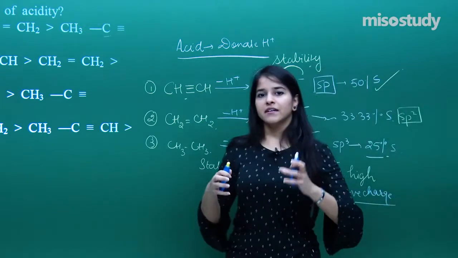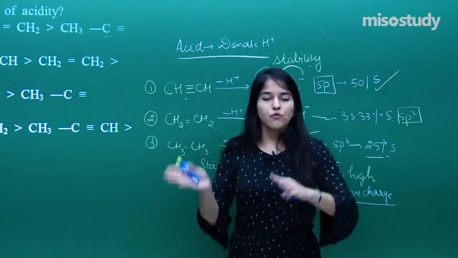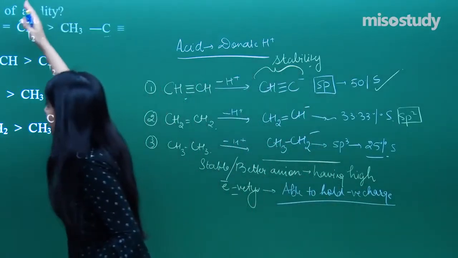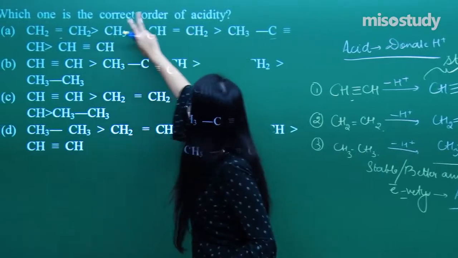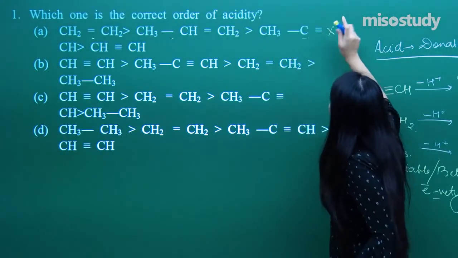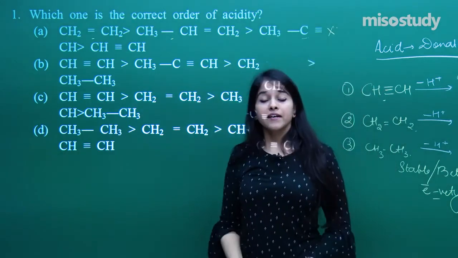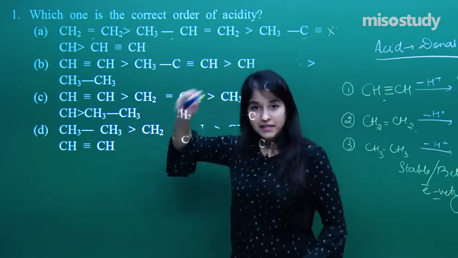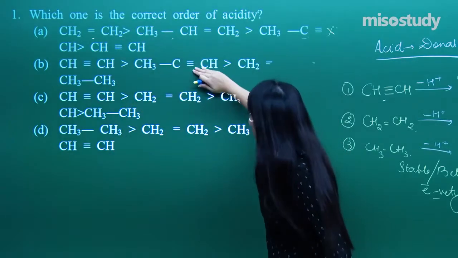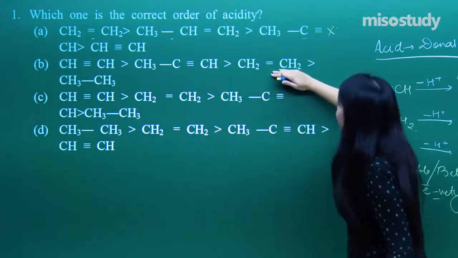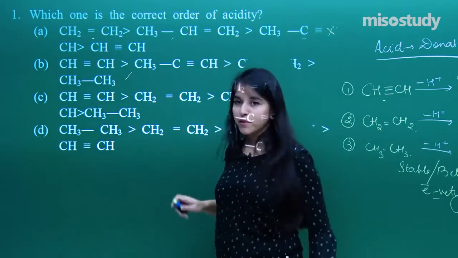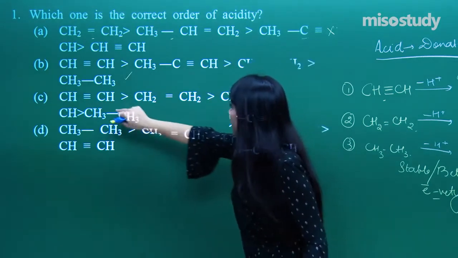So anything related to alkyne would have higher acidity as compared to the alkanes. Let us analyze the options here. Alkene followed by alkene followed by alkyne: that could not be the option, because alkyne always has higher acidity as compared to the alkene. If you look at option B, alkyne followed by alkyne, followed by alkene, followed by alkane, that could be a possibility, but let us analyze the rest of the two.